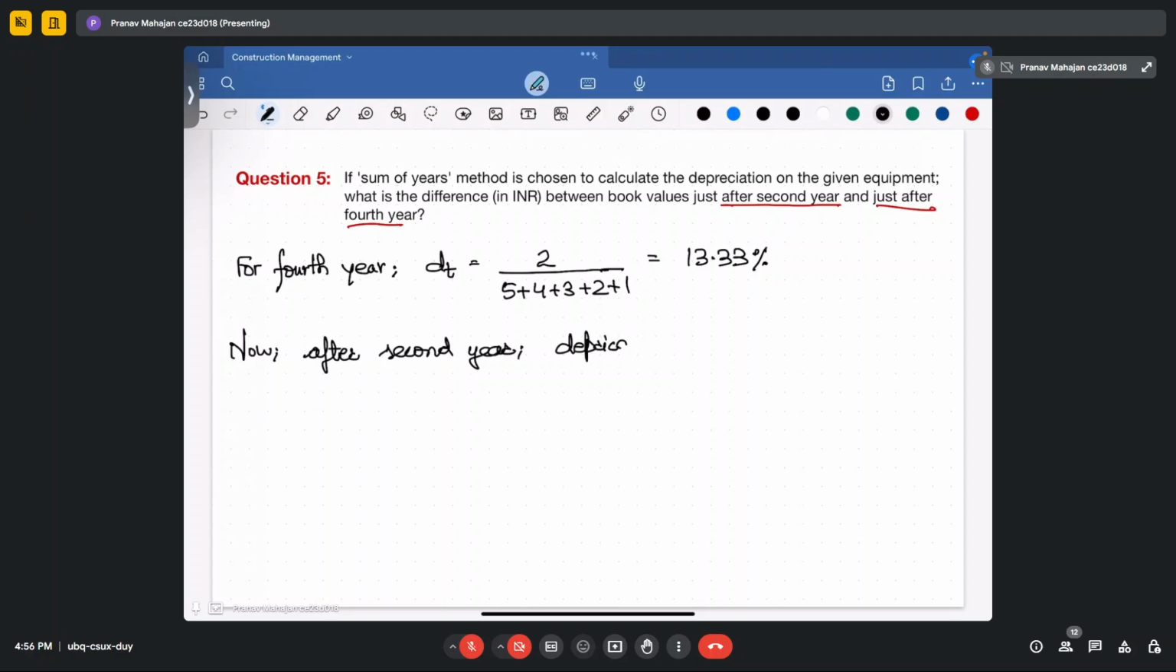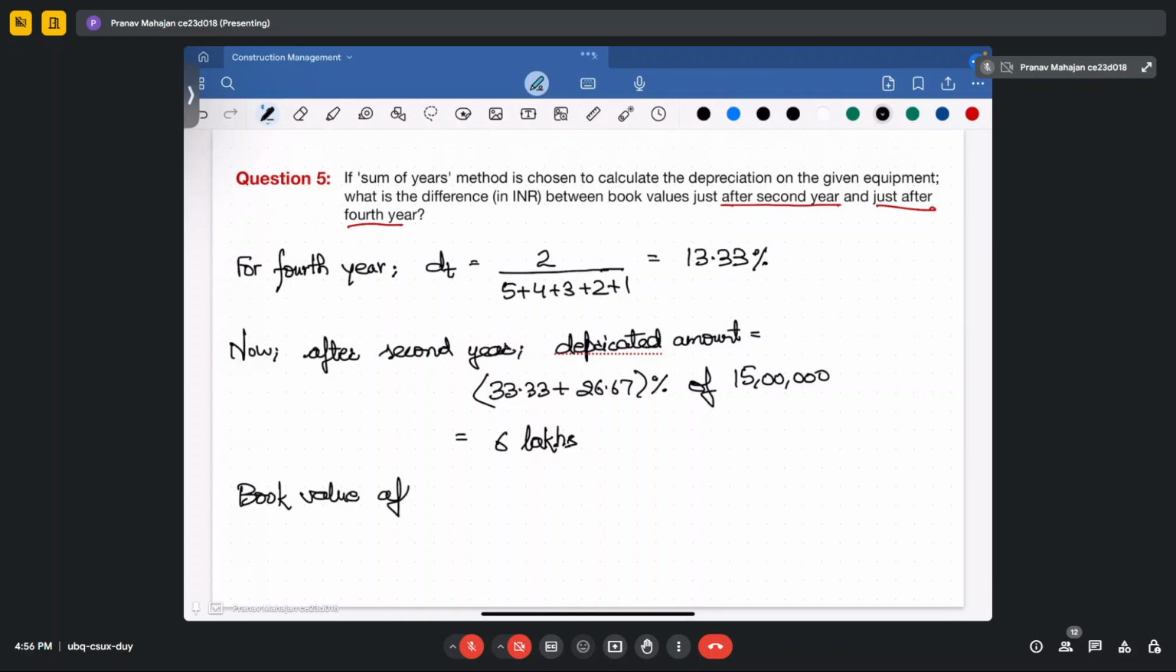Okay. So now after the second year, the depreciated amount will be equal to, if you remember, the first is 33.33% plus the second is 26.67% of 15 lakhs. So what will it become? This amount will become 6 lakh. Okay. So your book value after 2 years will be 16 lakh minus 6 lakh. That will be 10 lakhs.